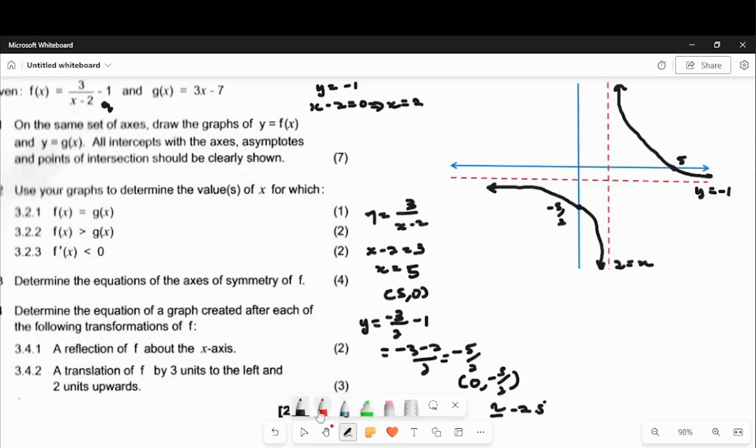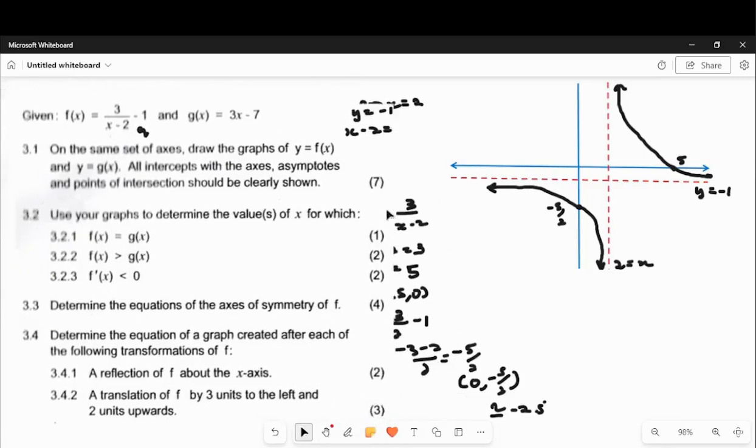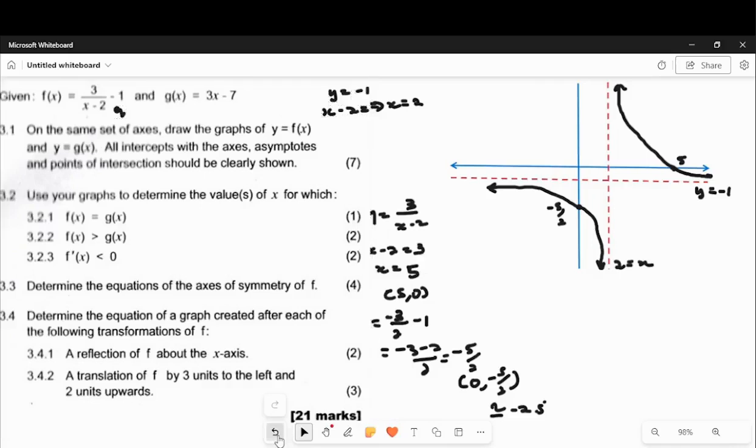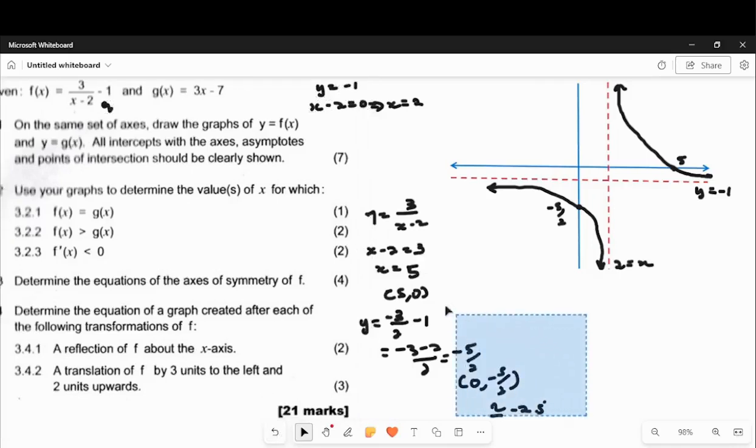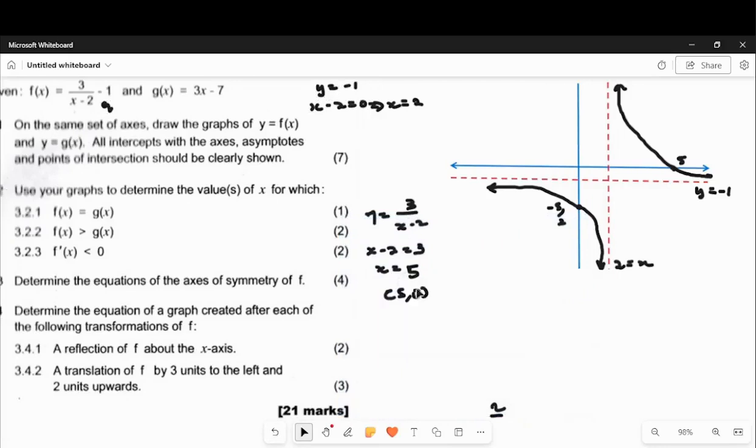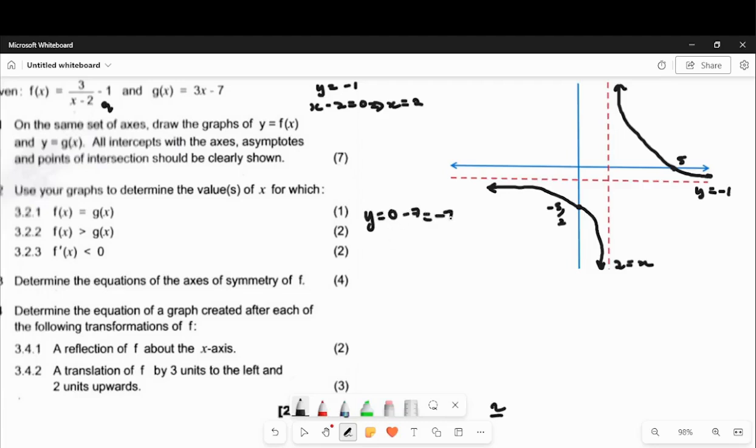Now let me erase this. And now for the straight line function, this should be straightforward. We'll put x equals 0 to find our y-intercept, so that means we have y equals negative 7.